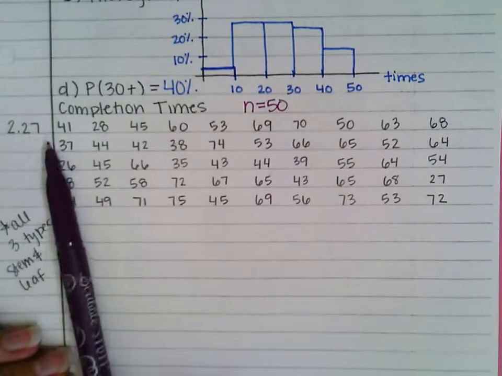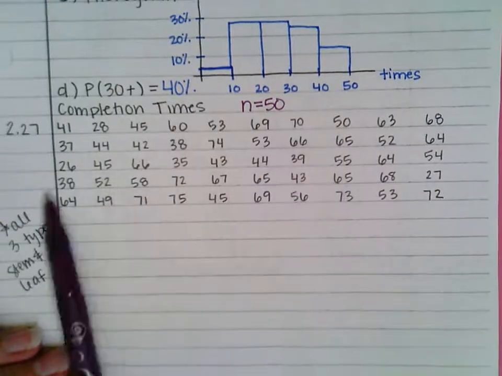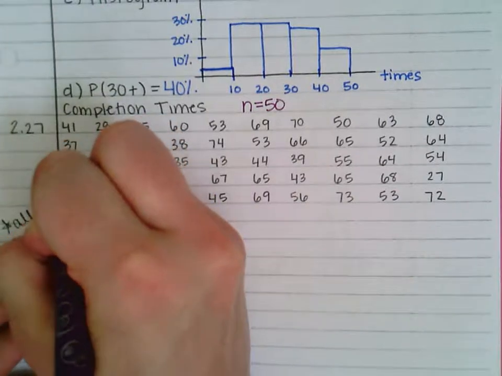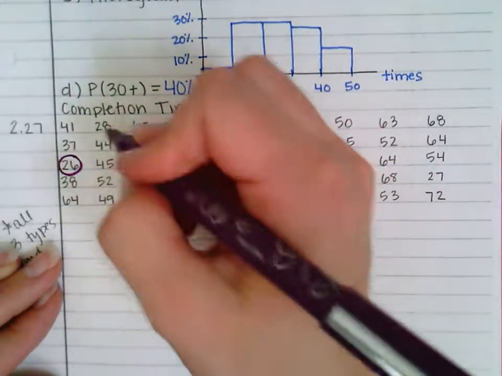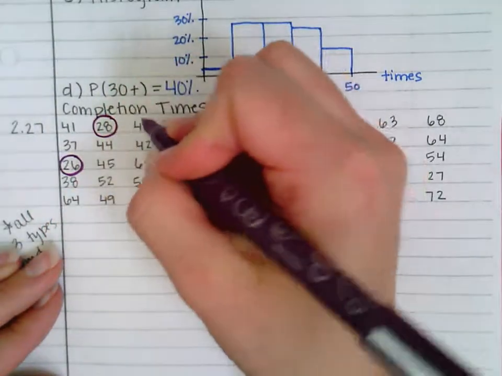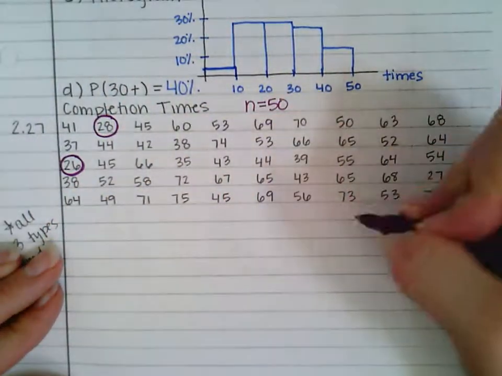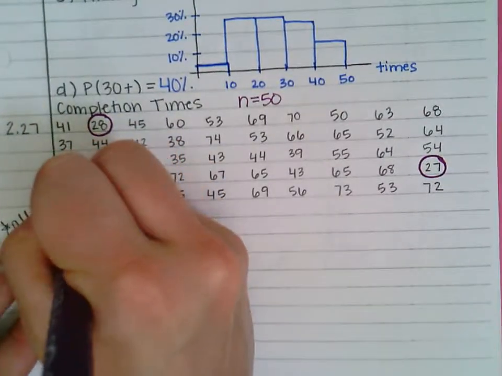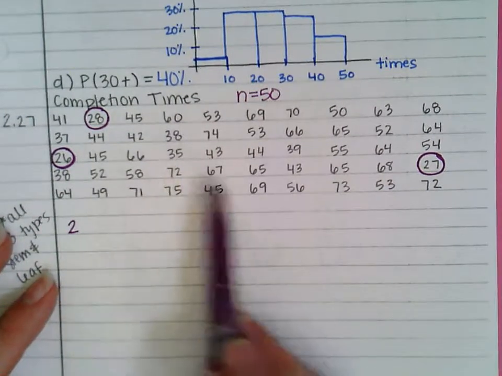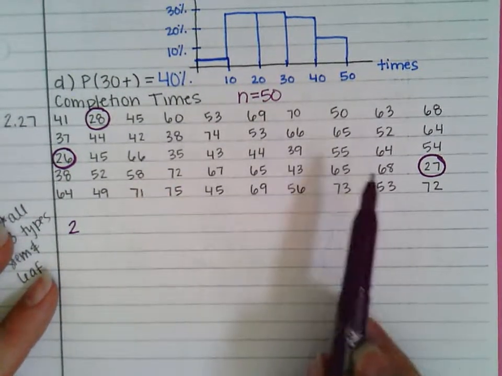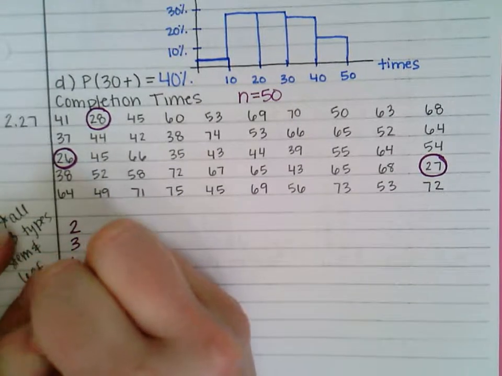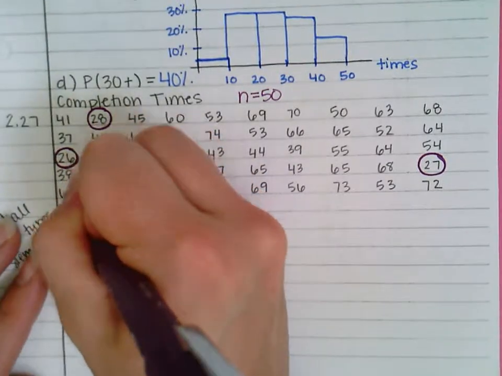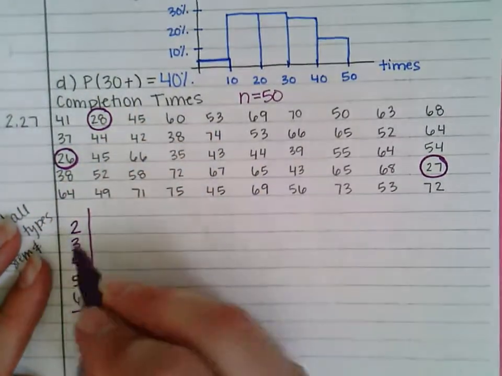Now, when I'm looking across the data here, the first 10s that I'm noticing are these two 20s here. So I have a 26, a 28, and a 27. So my first 10s is going to be a 2, and then it looks like it goes up to 7s here. So 2, 3, 4, 5, 6, 7.